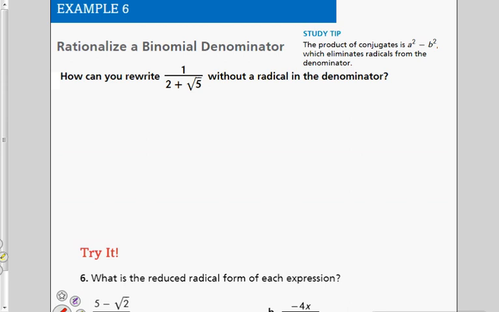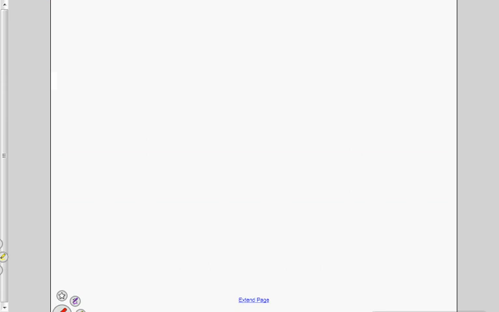Example 6, lesson 5.2. How can you rewrite this without a radical in the denominator? Lots of math geeks out there hate having square roots in the denominator. Similar to, remember when we had 3 plus i over 2 minus i? We hated having i in the bottom. Do you remember that? The students say yes. Good.